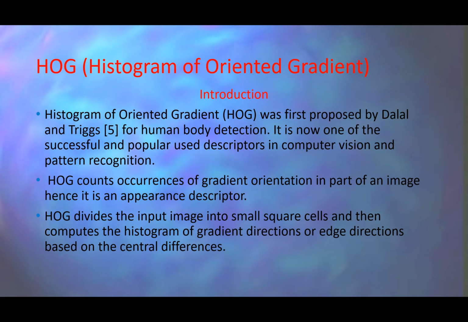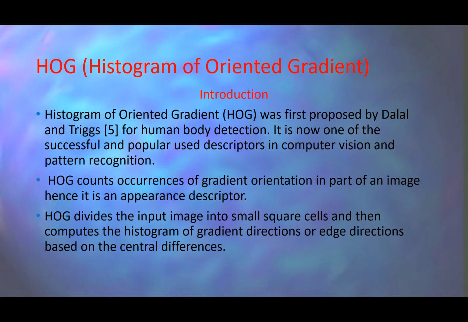More on HOG: it counts occurrences of gradient orientation in a part of an image, and is thus more of an appearance descriptor. As you may know, when it is applied to an image, it splits the image into different patterns as a way of identifying or extracting more from it. It divides the image into small cells and then computes a histogram of gradient directions, or edge directions, based on the central differences of the image.